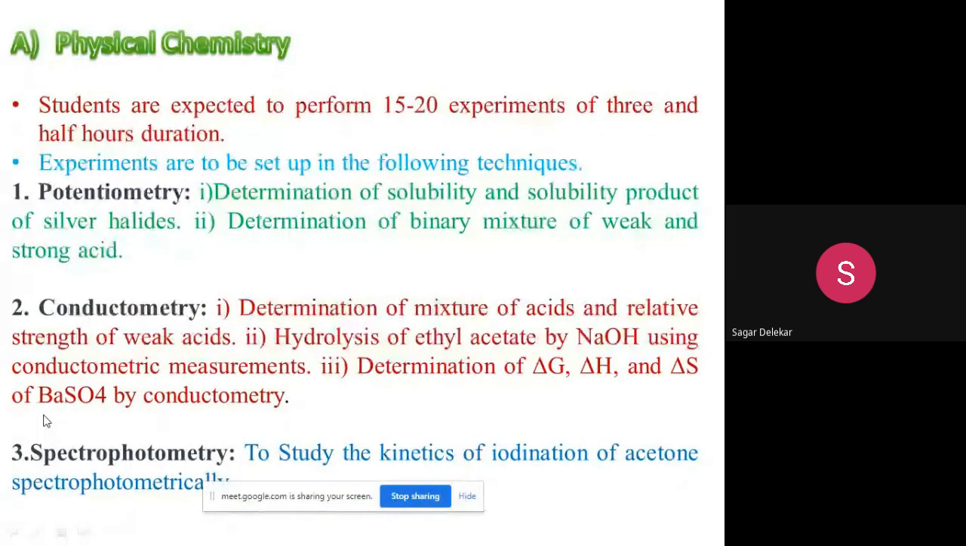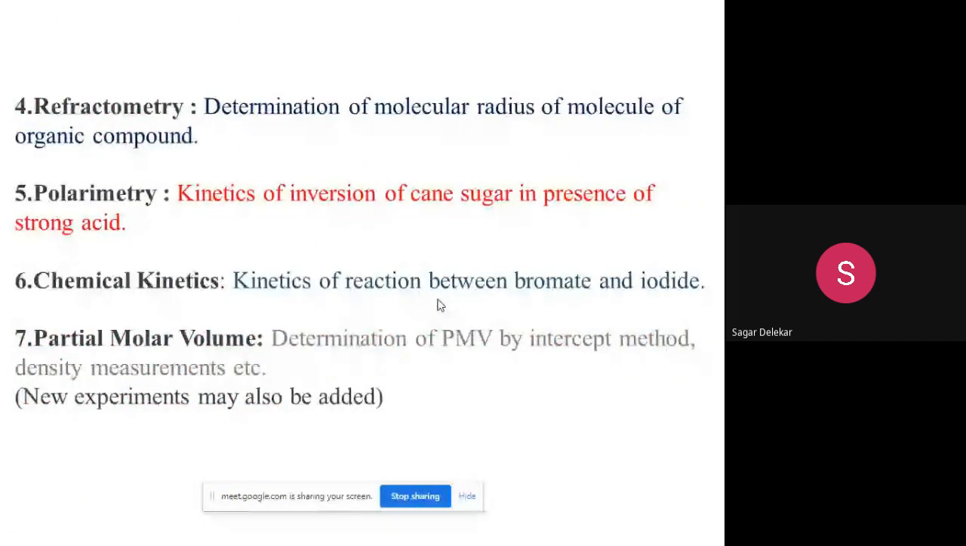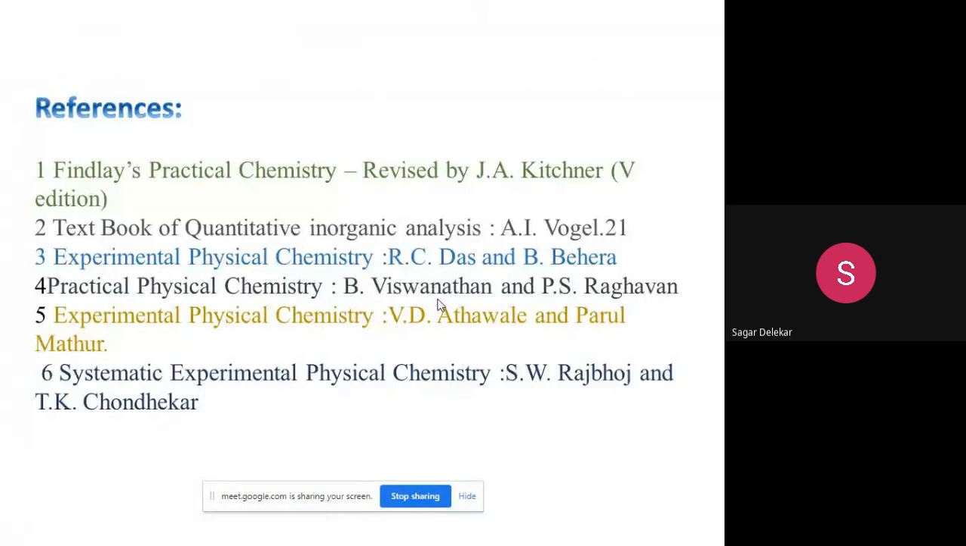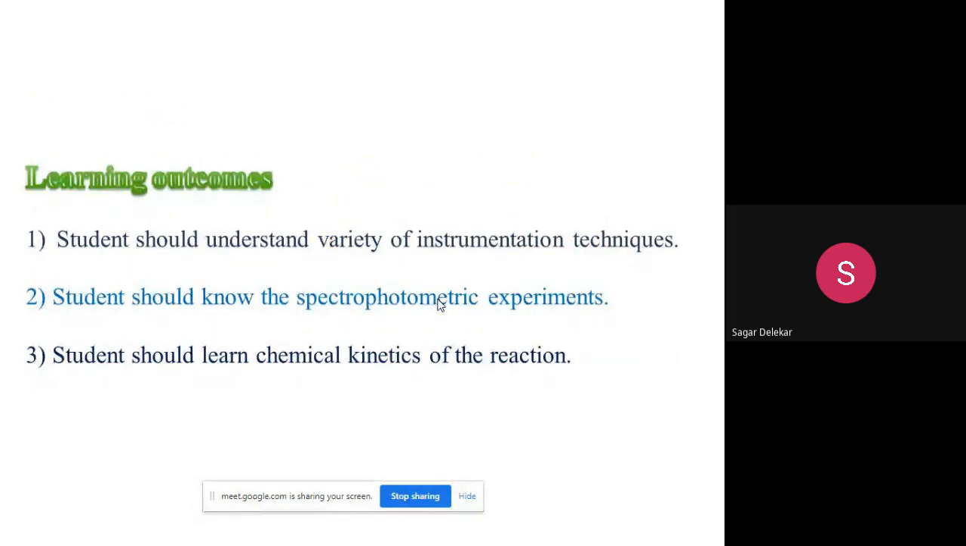Before that, the student can be made aware of the basics of the conductometer. The same in case of the spectrophotometer, meaning Beer-Lambert's law, and the unit of optical density or absorbance, all these. Then one can go directly to the experiments. Regarding all these, refractometer and polarimetry, chemical kinetics, partial molar volumes, and all these. So these are the reference books, and these are included in your syllabus.